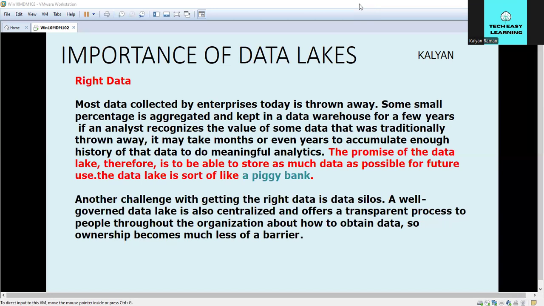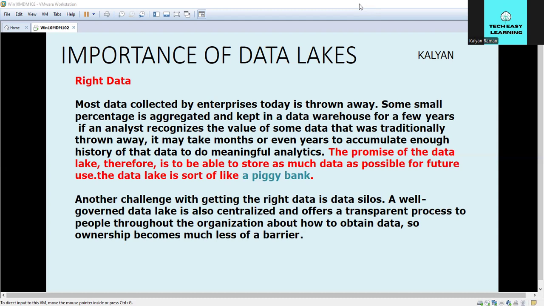If an analyst recognizes the value of some data that was traditionally thrown away, it will take months or years for him to collect the data. That means to accumulate enough history, it will take years. So the promise of the data lake is to be able to store as much data as possible for future use. So no need to worry about data obsolescence and other things.